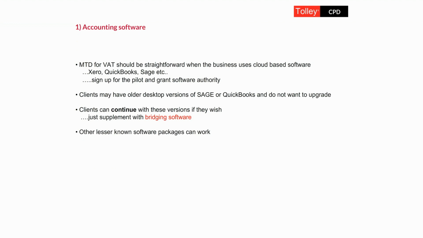Other lesser-known software packages can work with bridging software. Bridging software allows you to stay pretty much as you are. So I would say whatever accounting software you've got, if you want to carry on using it, you carry on using it. You just get bridging software to make it MTD compatible. The same can be said of spreadsheets. There is bridging software for spreadsheets, but I will deal with spreadsheets in a later lecture. Now, bridging software enables clients to continue with older desktop versions of software such as Sage Line 50, QuickBooks 13, say. So rather than upgrading, why don't you just get bridging software?